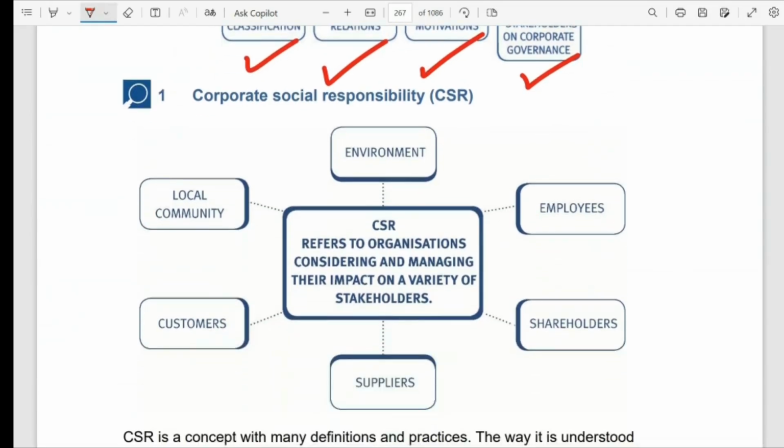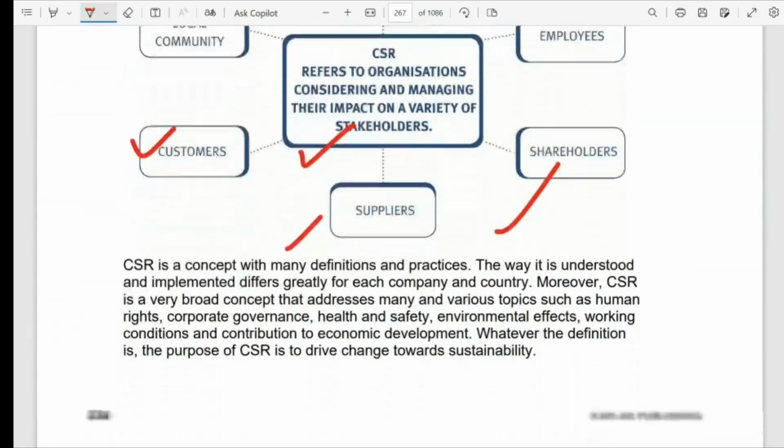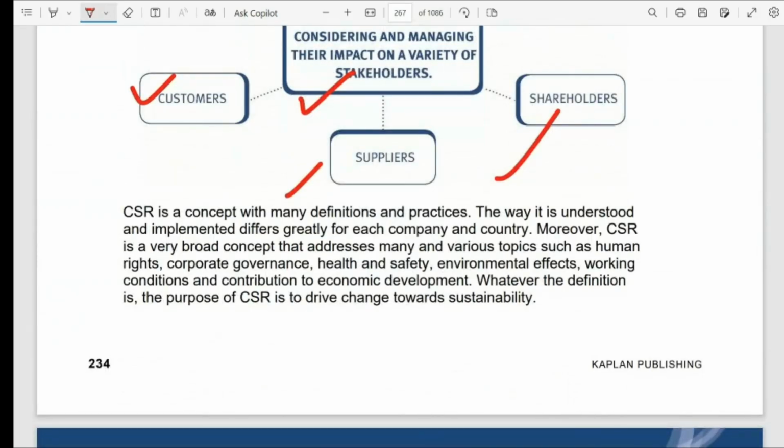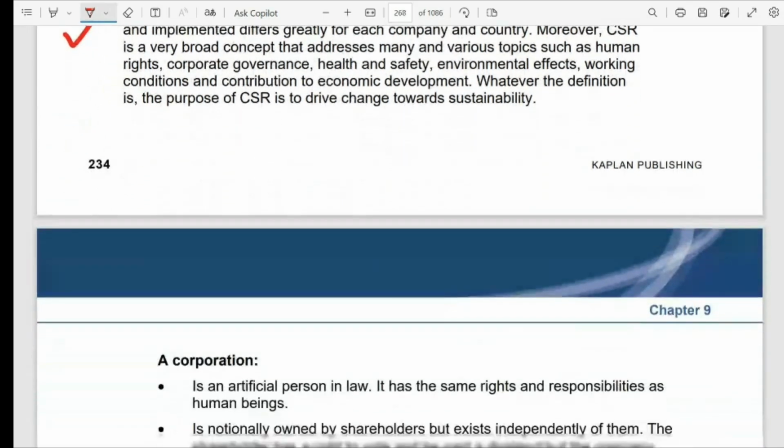Under CSR, we refer to the organization considering and managing its impact on a variety of stakeholders. The stakeholders are the environment, the species, the employees, shareholders, suppliers, customers, local community, and you name it, the financial institutions. Corporates are answerable to all these types of social and environmental concerns. They have to protect them and take care of all these activities.